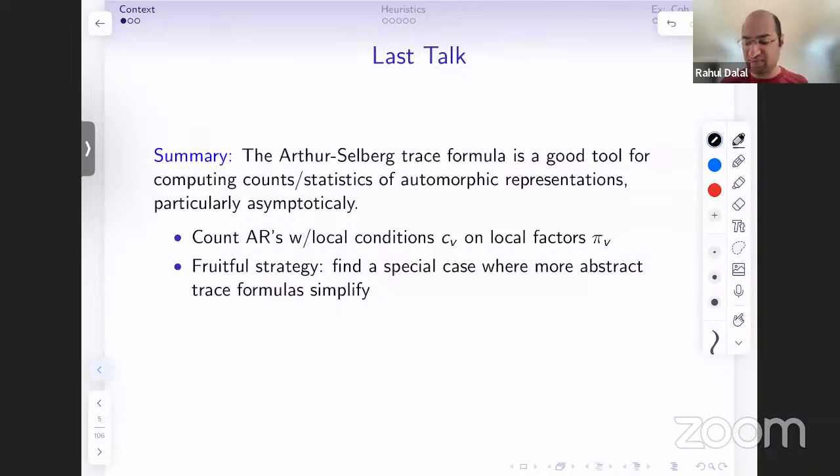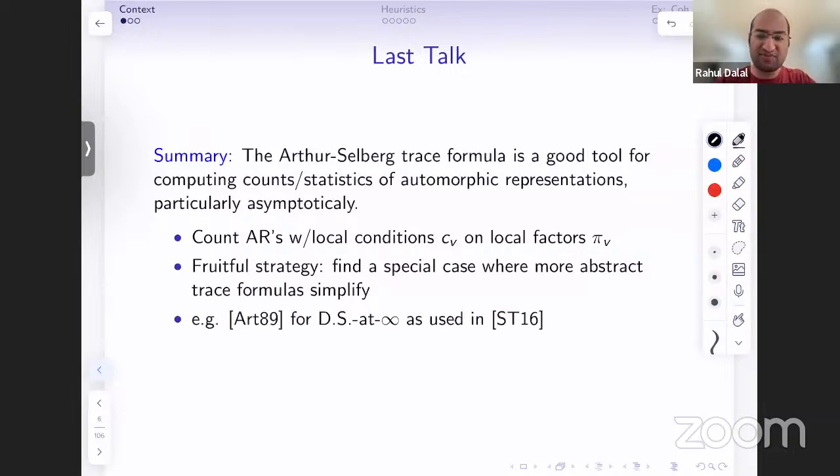So that's the strategy that we discussed. And the example we talked about is this particular trace formula of Arthur in an '89 paper for automorphic representations with discrete series at infinity. And we discussed how this was used in a paper of Shin and Templier in 2016 to give very detailed statistics with a lot of nice number theory applications.